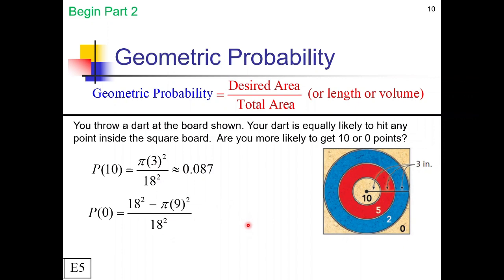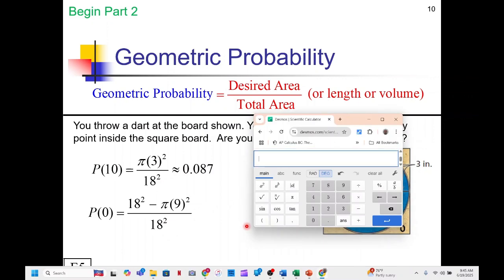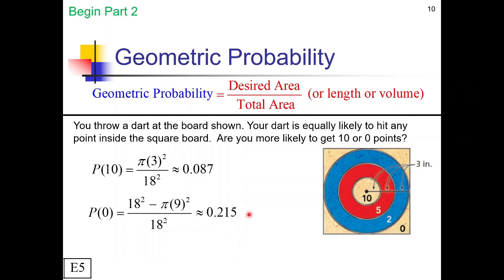So plugging that into Desmos, let's just go down one, fraction, 18 squared minus, and now we've got pi times 9 squared all over 18 squared. And that's about 0.215, so 21.5%. So clearly we have a much higher chance, almost more than double the chance, of hitting the 0 versus the 10 area.